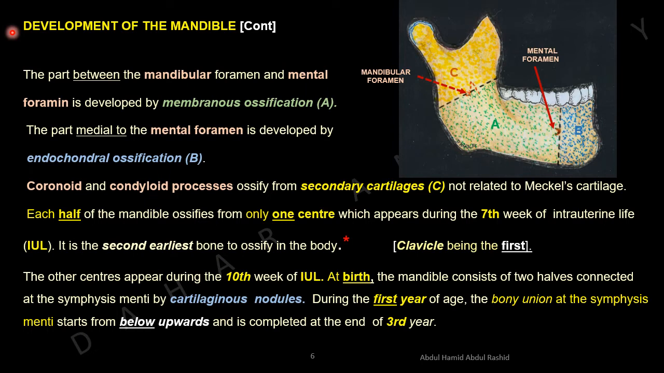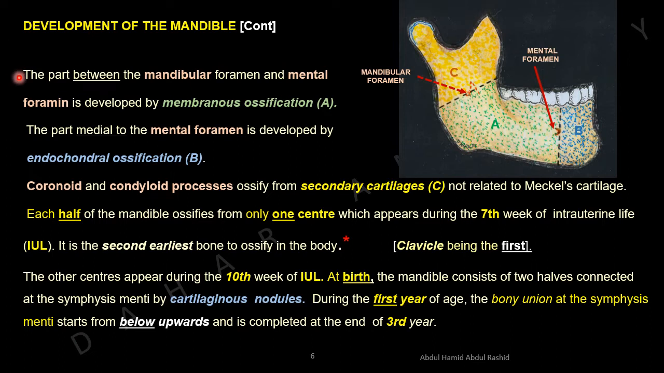Development of the mandible continuation. This is right lateral view of the mandible. This is symphysis menti. This is body of the mandible, and this is ramus of the mandible, and these are two upward projections. This is coronoid process and condyloid process. This is mental foramen. You can see it from the external surface of the body of the mandible. This is mandibular foramen on the internal surface of the ramus of the mandible.